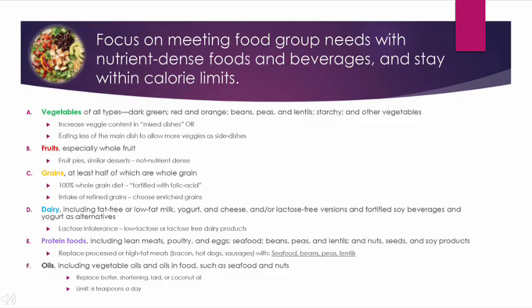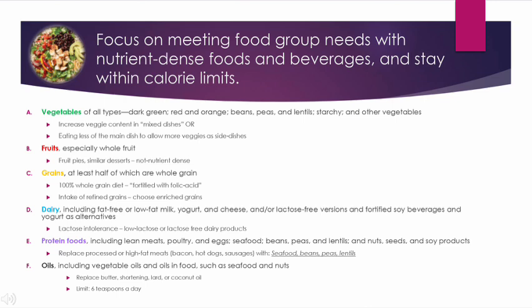This slide focuses on one of the most practical aspects of dietary guidelines, meeting food group needs using nutrient-dense foods while staying within calorie limits. Let us go through each food group briefly. First, vegetables. We should include vegetables of all types: dark green, red, and orange, legumes, and starchy vegetables.